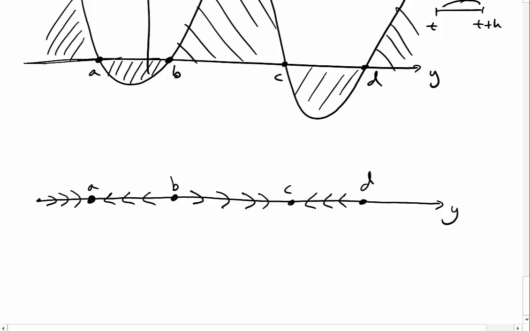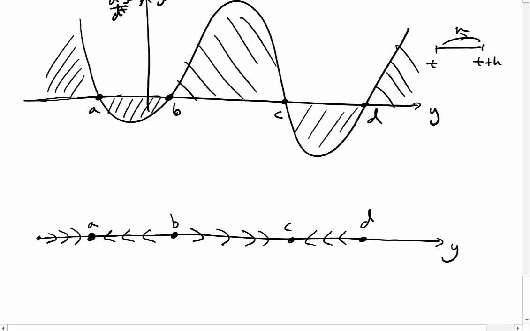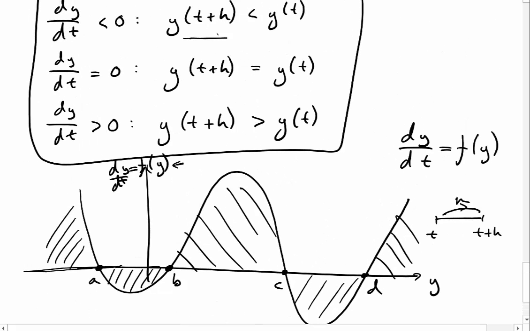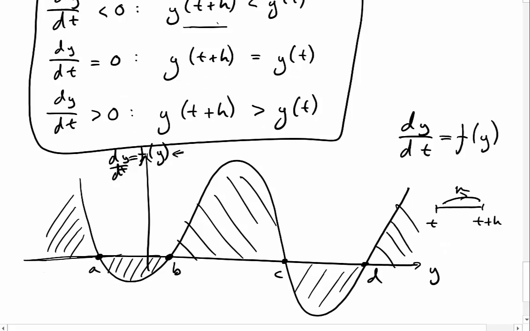Let's look up here again. So here I'm positive, so therefore my dy by dt is positive, so therefore I must be moving to the right. My next time step is getting bigger than my previous time step. And what happens at my equilibrium points? Well, my equilibrium point is when dy by dt is equal to 0. So when dy by dt is equal to 0, that means that my next time step is the same, so my next y value is the same as my previous y value. Okay, so in other words, I'm not moving.